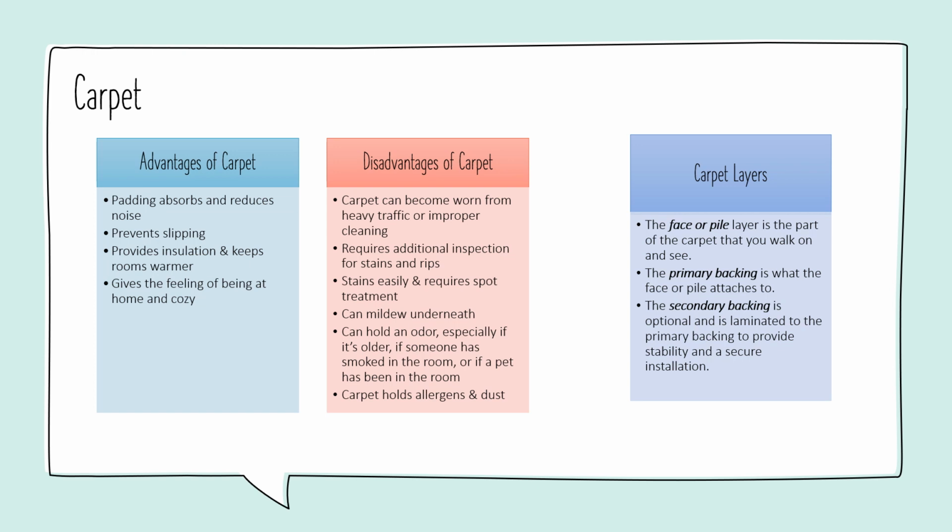Primary backing is what the face attaches to keep the fiber in place. The primary backing is typically made of jute or a polypropylene. Jute is durable and resilient, but it can mildew. Polypropylene has the same qualities as jute, but it's mildew resistant. Secondary backing isn't found on every carpet. A secondary backing is laminated to the primary backing to provide additional stability and a more secure installation.